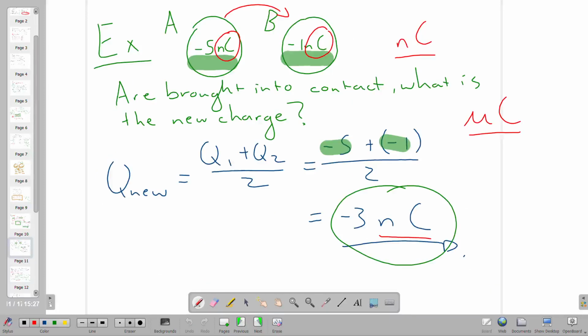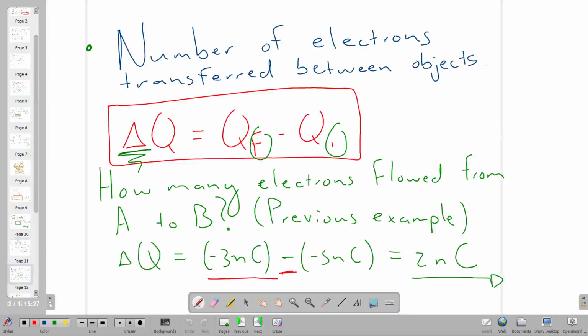It was minus 5 nanocoulomb. So then we say minus 5 nanocoulomb. So you substitute that in, and the answer is positive 2 nanocoulomb, which is the change in charge, delta meaning change. But the question asked us the number of electrons.